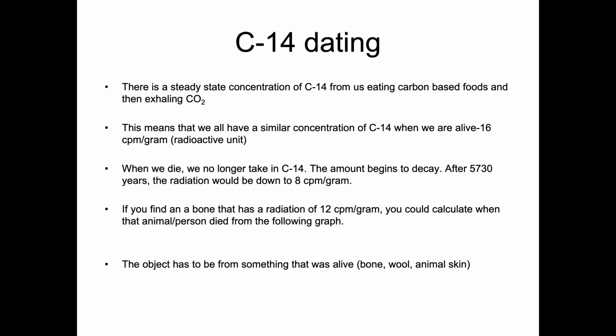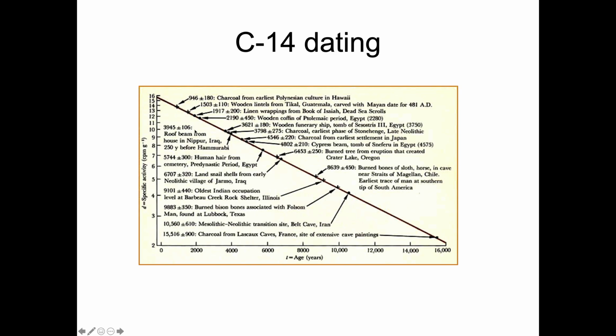So there's a certain amount of carbon in every living thing, and because the carbon-14 percentage is always the same, when that living thing dies, it stops turning over carbon. But the carbon-14 will fall apart. So you can tell by how much carbon-14 is left how long ago that organism died. So if you find a bone that has a radiation of 12, normally there's 16 radioactive units. If there's 12, that means you have 3/4 of it left. You could calculate when it died from the following graph. It has to be something that was alive, though. This is just a feel for it.